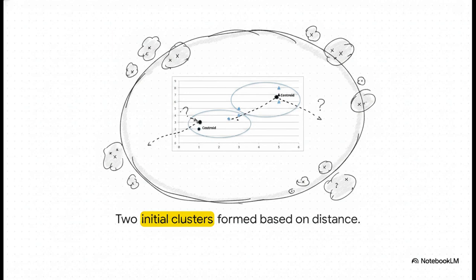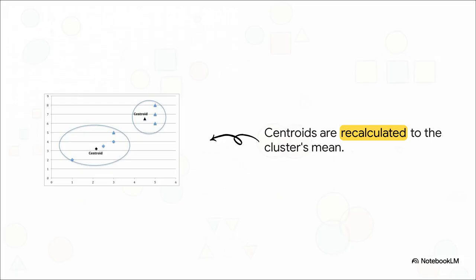But the algorithm isn't done yet. Those randomly guessed starting points from earlier, yeah, they probably aren't the true mathematical centers of these newly formed groups. Let's move to and see how this builds. The algorithm now smartly updates the coordinates of those centroids. It calculates the mean, the actual average position, of all the data points within the new cluster, and then it physically moves the centroid to that exact spot.